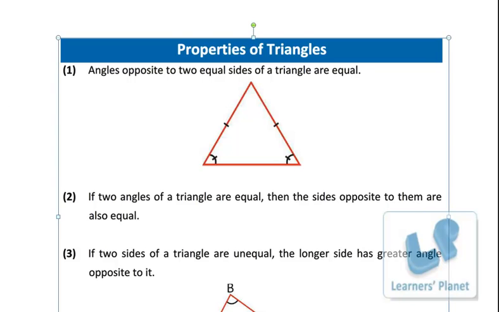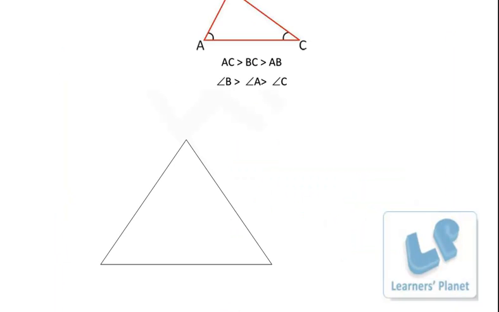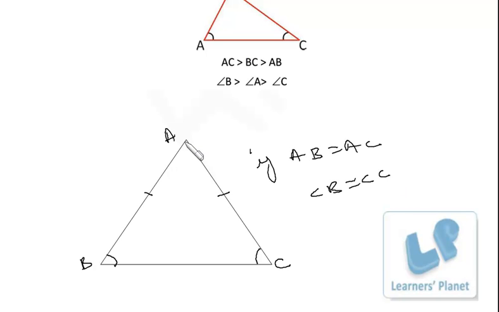Now let's start with basic properties of triangles. The first is: the angles opposite to two equal sides of a triangle are equal. Suppose I have this triangle ABC. Now if AB is equal to AC, that means this side equals this side, so the angles opposite to them will be equal to each other. That means angle B will be equal to angle C. Similarly, if AB is equal to BC, then the angles opposite will be equal. So if AB is equal to AC, angle B will be equal to angle C.